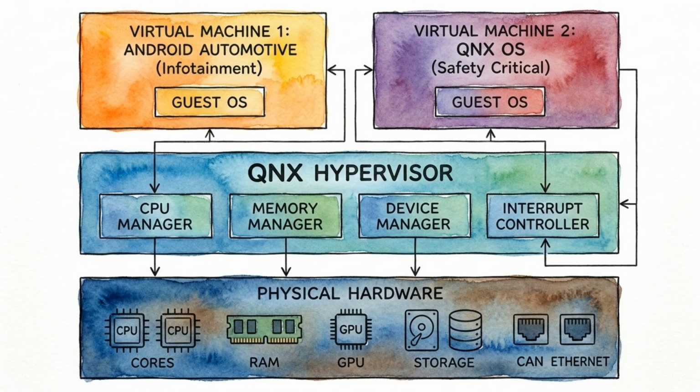So when you look at the architecture as a whole, it is not just layers stacked on top of each other. It is a tightly controlled system where the hypervisor acts as the central authority managing everything. Now that we have this overall view, we will go step by step and break down each of these components to understand exactly how they work internally.